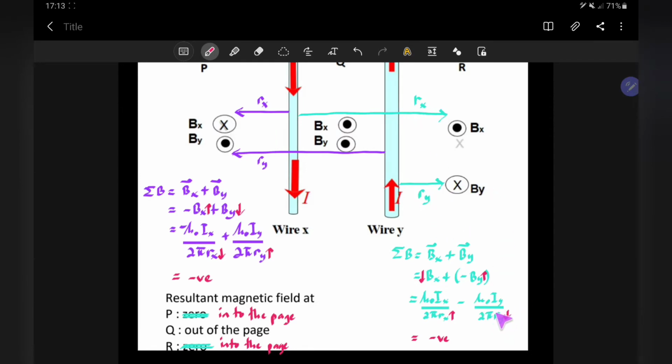So smaller R giving you greater B. Greater R giving you smaller B. They are inversely proportional, isn't it? So in this case, By is negative, is larger than Bx, which is positive. So by having greater value of negative, the resultant must be negative. So that at R, the resultant also directed into the page. So this is the way we need to check the distance actually, to know are they cancelling each other or not.